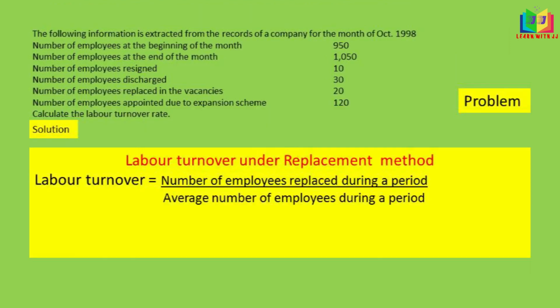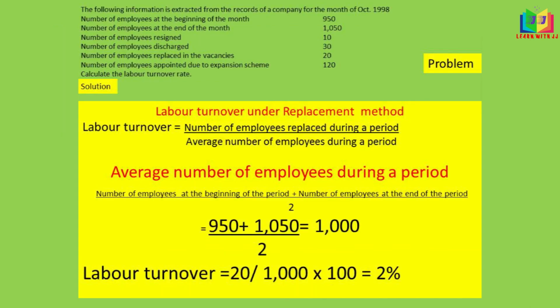And now we can calculate the labor turnover under replacement method, and the formula is number of employees replaced during a period divided by average number of employees during a period. We know the average number of employees during a period. So now we can calculate the labor turnover. Replaced during the year is 20. It is given directly in the problem. So we can take that. That should be divided by the average number, that is 1000. So we'll get 2%.